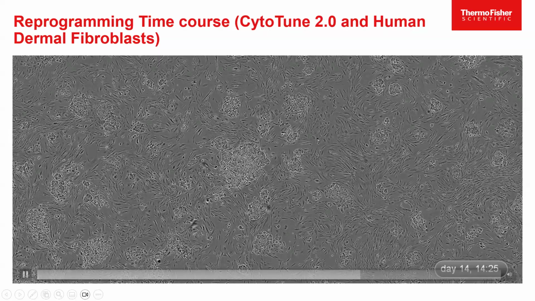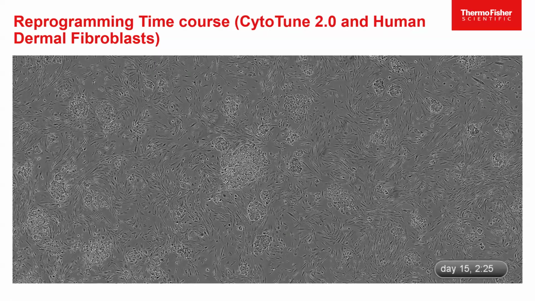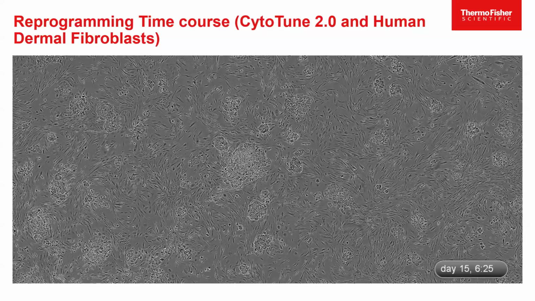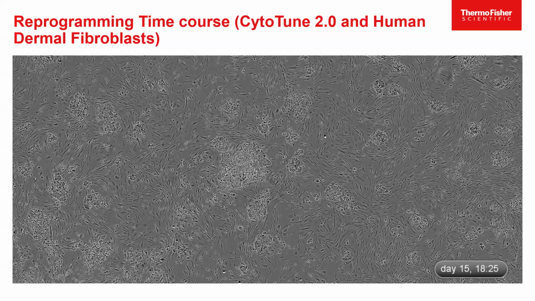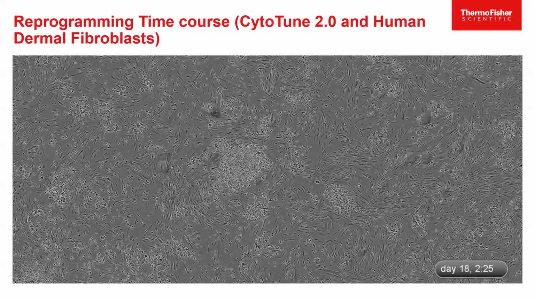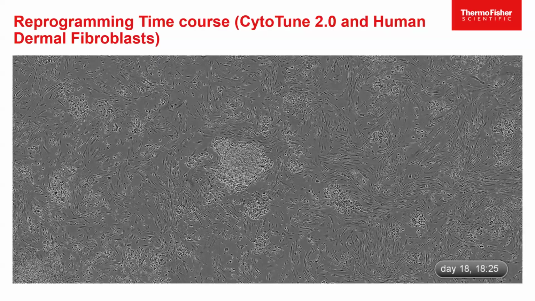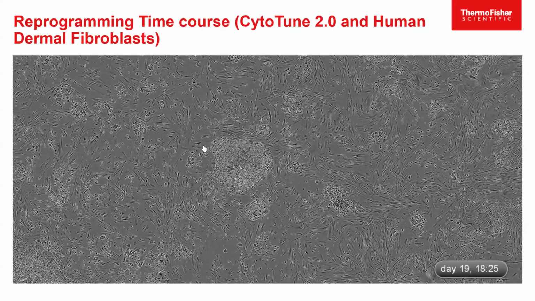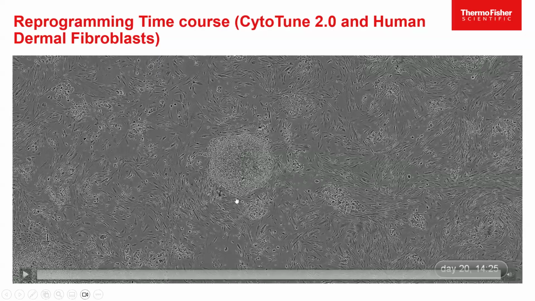Now, I want you to notice here that not all the colonies are the same size, not all of them are the same shape, and not all of them have the exact same boundary, right? In the center here, this is a really nice reprogrammed colony. But if I were to go to the side down here, you'll see that there was a colony emerging, but maybe its edges aren't as defined as this right here, right? And I want you to pay attention to that because we'll come back to it in just a second.